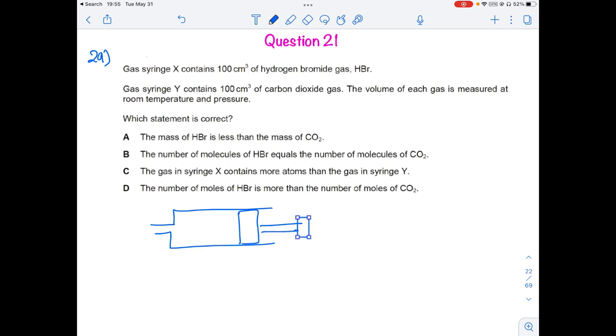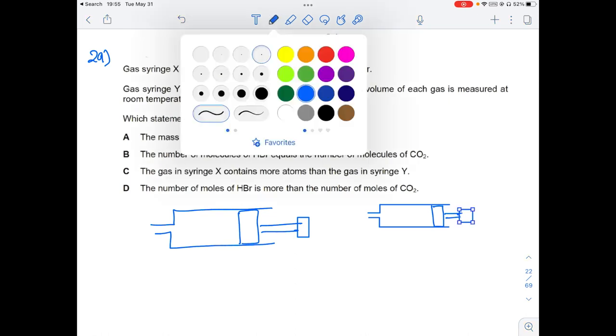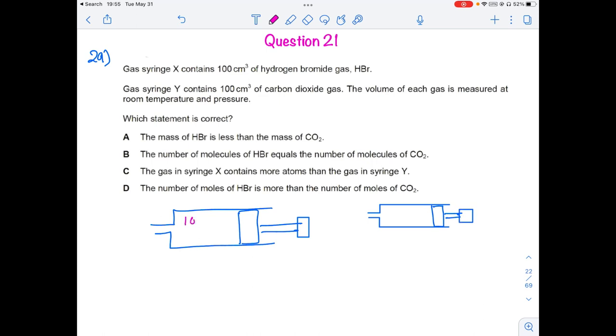Approximately in this shape. Similarly, I'll be drawing a gas syringe for carbon dioxide too. I can draw it out in a proper way, but I'm just drawing a rough diagram. Gas syringe for carbon dioxide and for hydrogen bromide. Both have 100 cm³, so 100 cm³, 100 cm³.